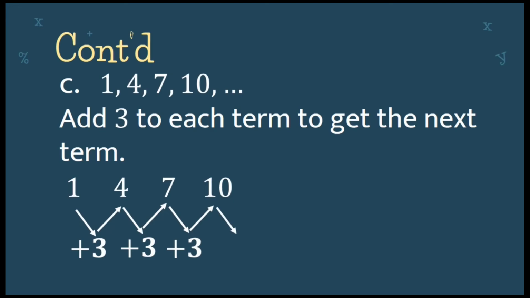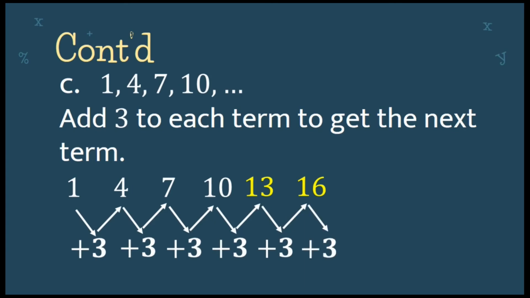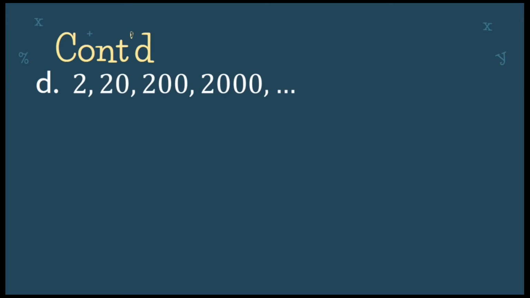Let's continue the sequence. This time we are adding the number 3 to 10, and that will produce the number 13. When I add 3 to 13, that will also produce the number 16. And in the same way, I'm going to add the number 3 to 16, and that will produce my last number, 19.